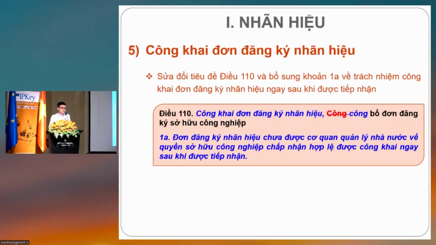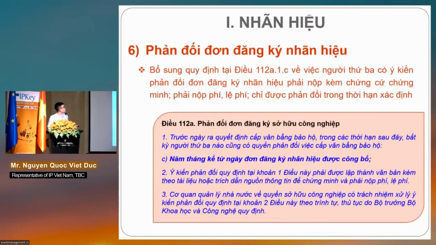Now, the point number 5 is the disclosure of a trademark. So regarding the trademark application, it is a procedure for disclosing the application. The application for trademarks can be disclosed right after it is received. This is also in line with the CPTPP and also the law on access to information.